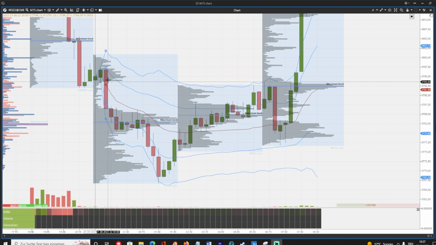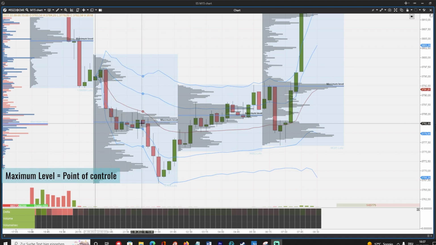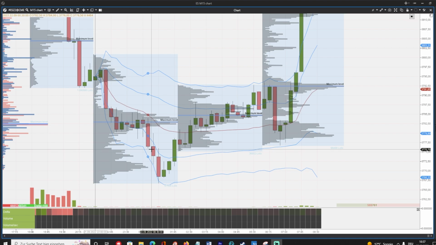So what do we see? The market continued to move down. There is the maximum level, the point of control. The market tries to break through this support area, moves down, and what we see is a lot of volume down here in exhaustion. So there has been a lot of volume. And what happens? The price instantly moves up and does not come back to that level.